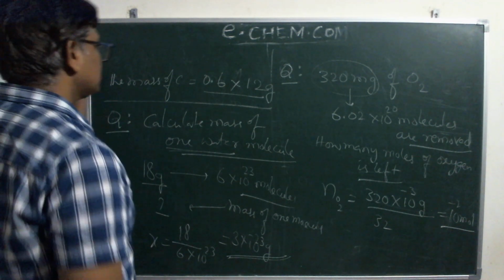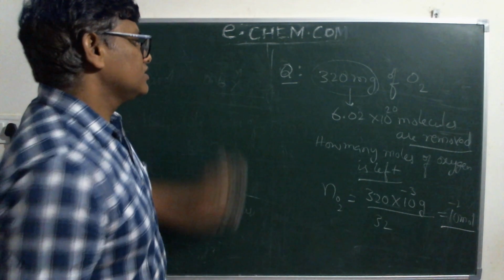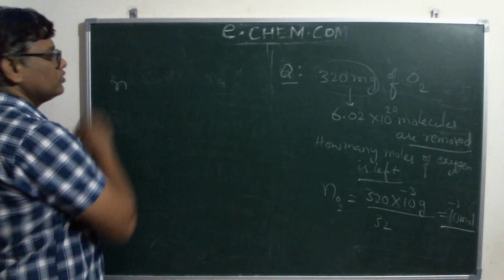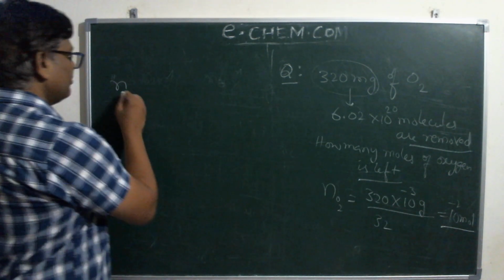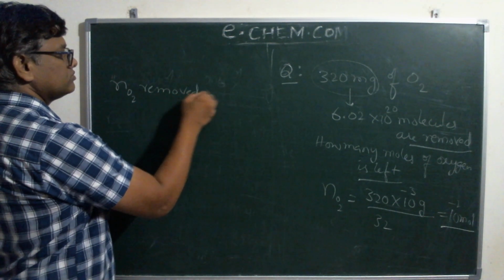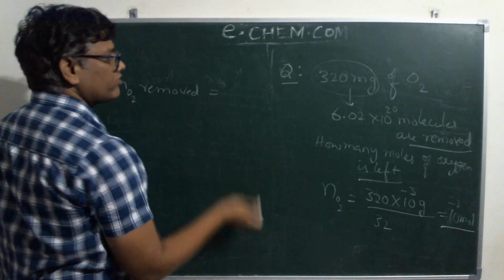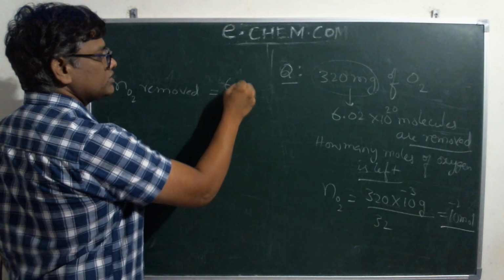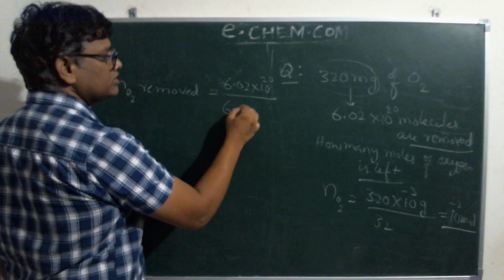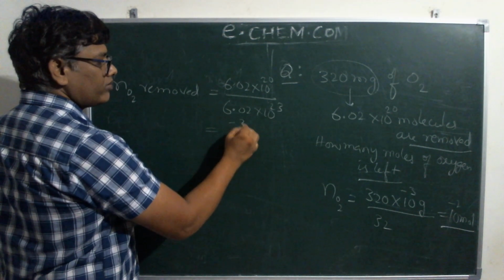From these moles, we removed how many molecules? 6.02 into 10 power 20 molecules. That I am going to convert into moles. Number of moles of oxygen removed is equal to, okay, these molecules I am converting into moles, 6.02 into 10 power 20 over Avogadro's number 6.02 into 10 power 23. On calculation we get 10 power minus 3 mole over here.